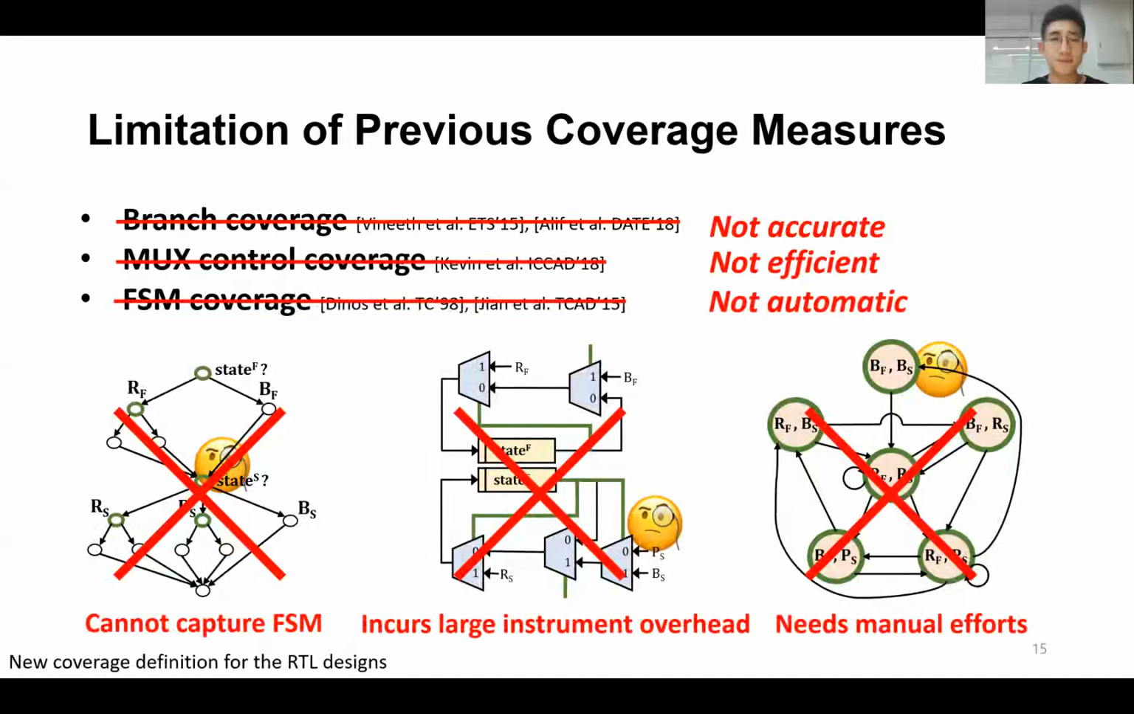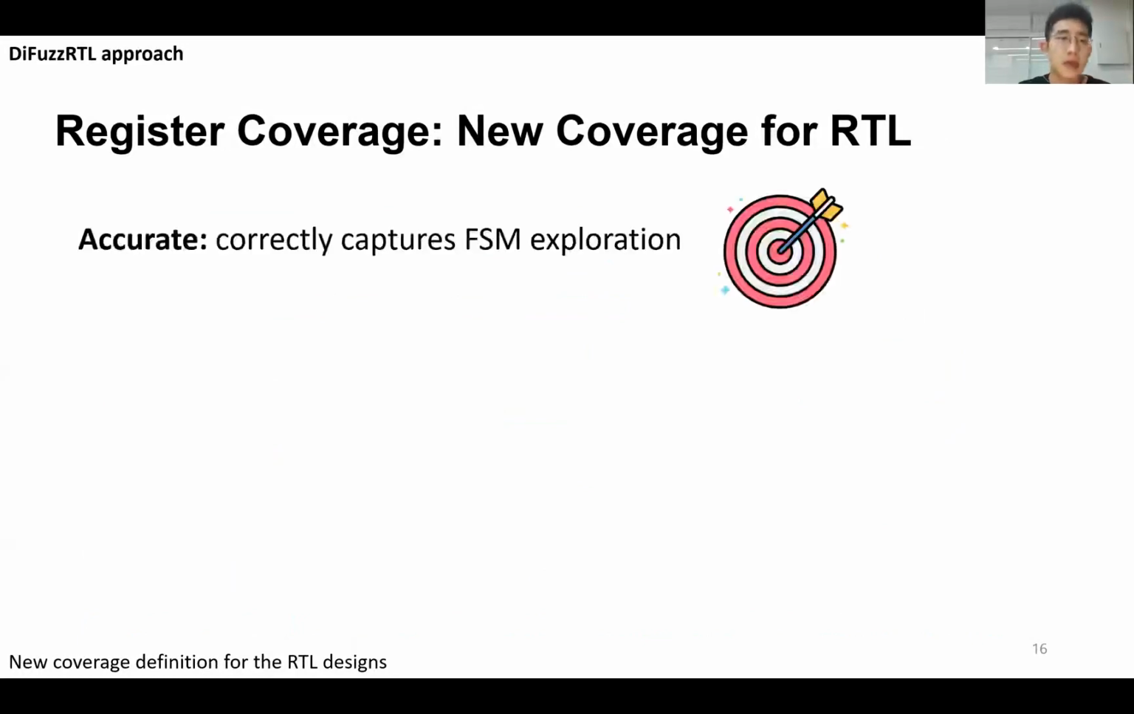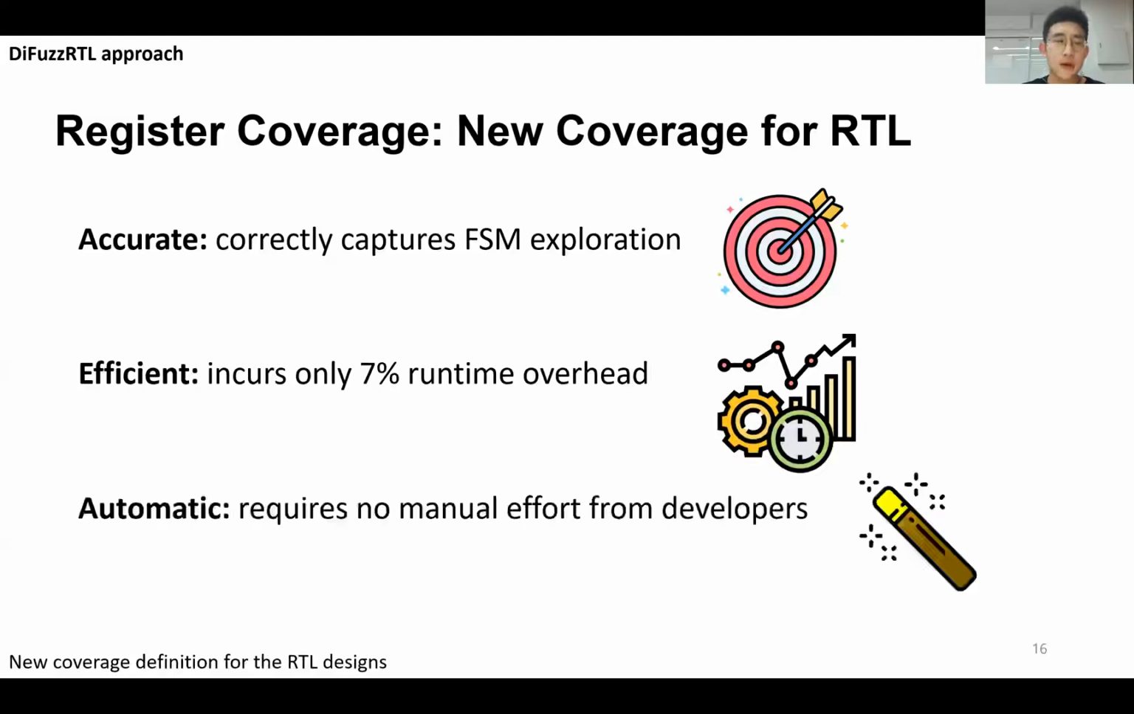So we introduced register coverage, which is a new coverage measure for RTL designs. Register coverage can correctly capture the FSM exploration, and it incurs only 7% runtime overhead, which is fast enough to run the fuzzer. And also, register coverage is fully automated, so we do not require any manual effort.